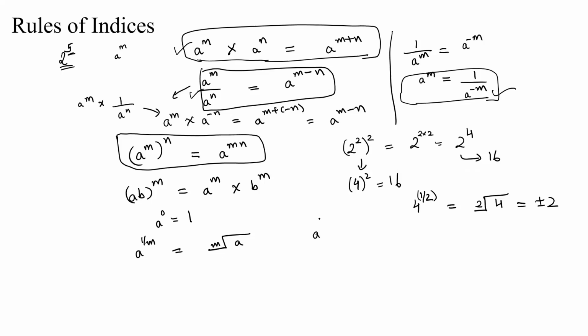Similarly, a raised to power p by q is nothing but a raised to power p, and you take the qth root of that, because this is a raised to power p and whole of that raised to power 1 by q. So this is a raised to power p, this is one number, and you raise that to the power 1 by q. So that is the qth root of this number.